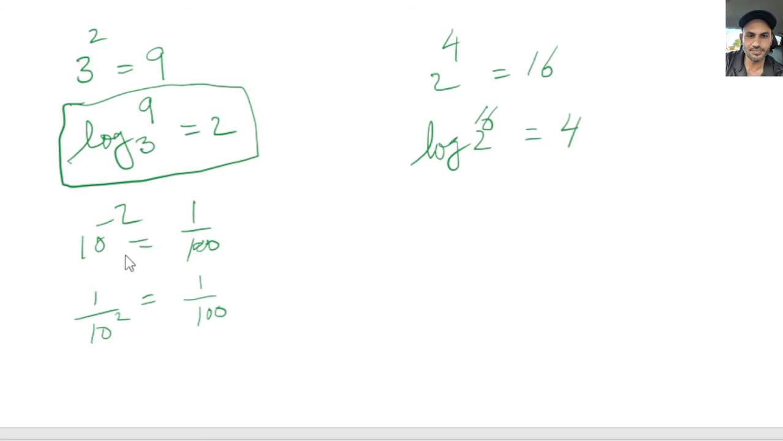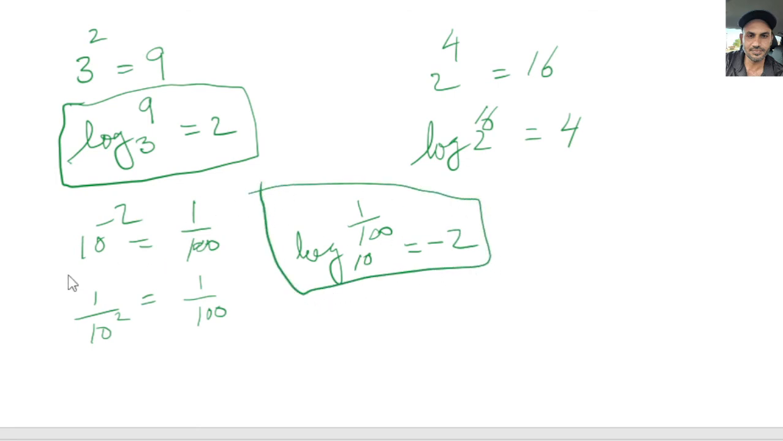Okay, so how do we convert this into the log form? So we take log of 1 over 100 with base 10 equals negative 2. So that's the log form of this right here. Okay. Similarly, if we have 4 to the negative 2 equals 1 over 16.